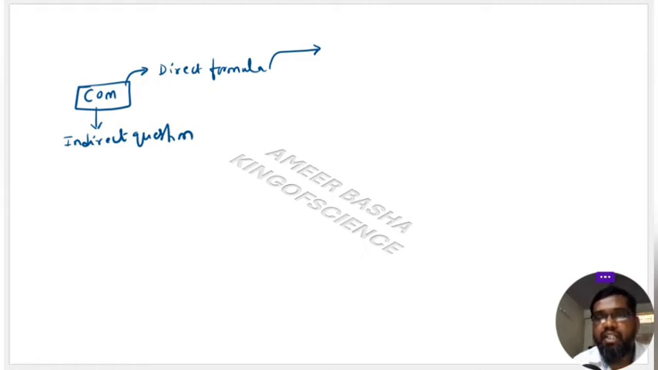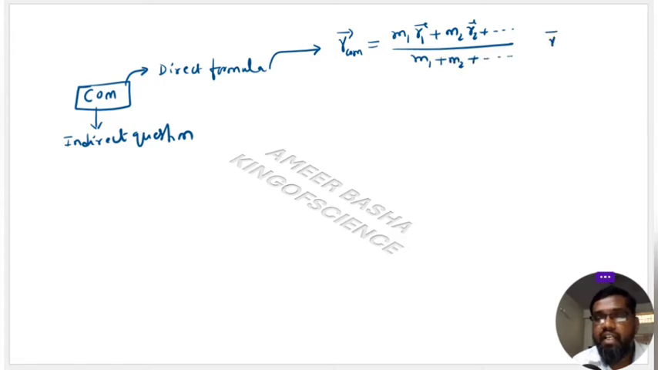For example, what is the basic definition of center of mass? The position of center of mass. So how will we define the position of center of mass? The standard way of defining the position of center of mass will be m1 r1 plus m2 r2 and so on, divided by m1 plus m2. Here r indicates x coordinate plus y coordinate plus z coordinate, all three quantities.